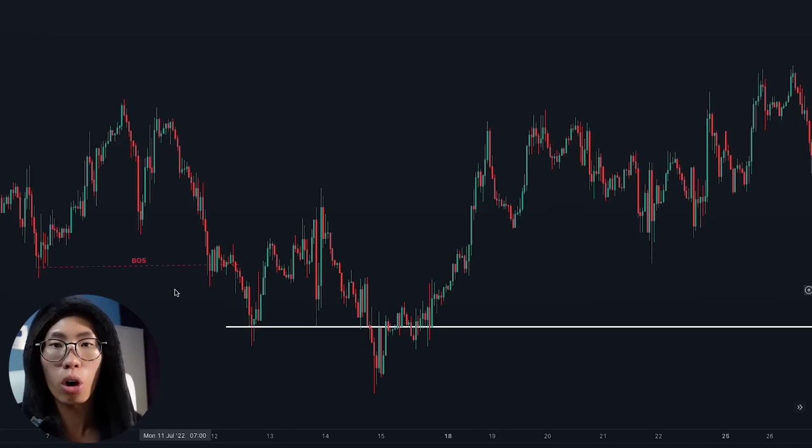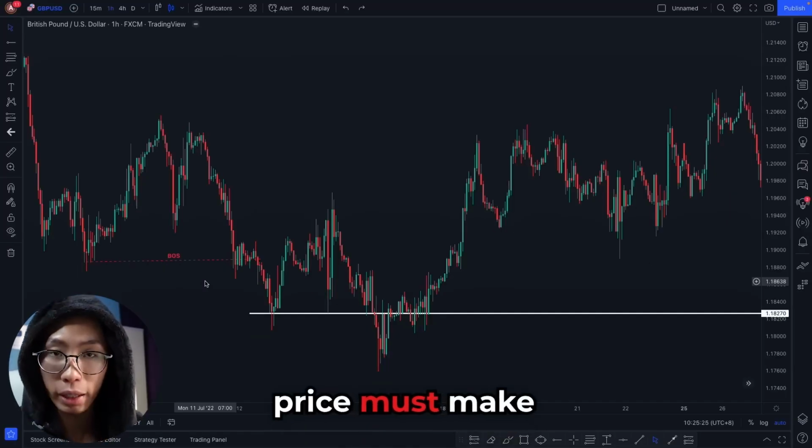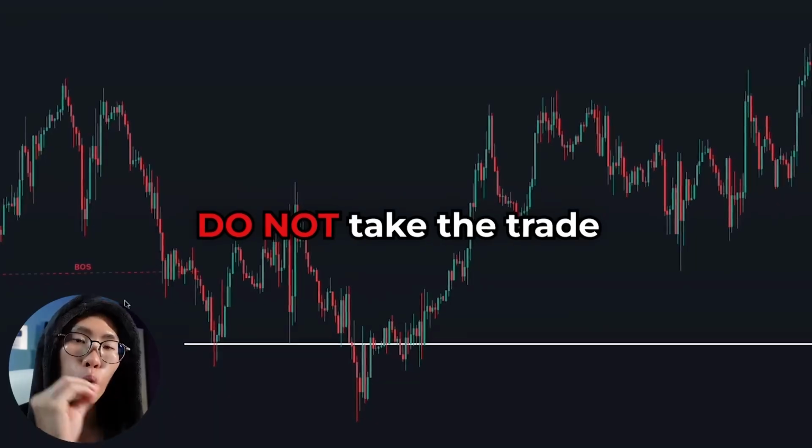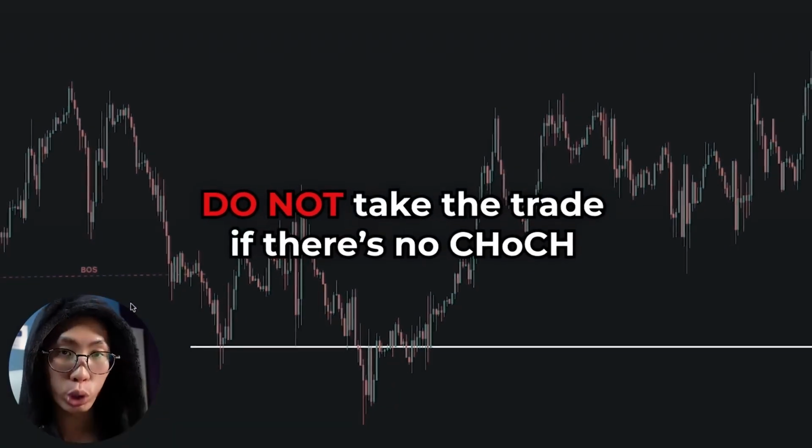and the next thing you want to look for is a change of character. Price must make a change of character after the liquidity grab. Do not take that trade if there is no change of character. So it's very important that you look out for a change of character after the liquidity grab.